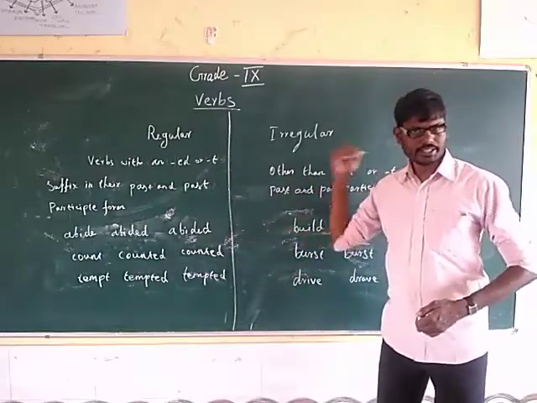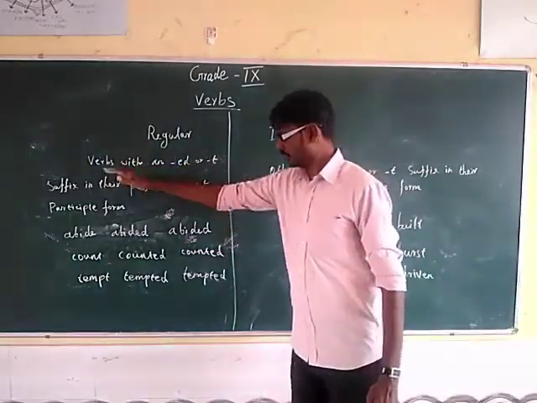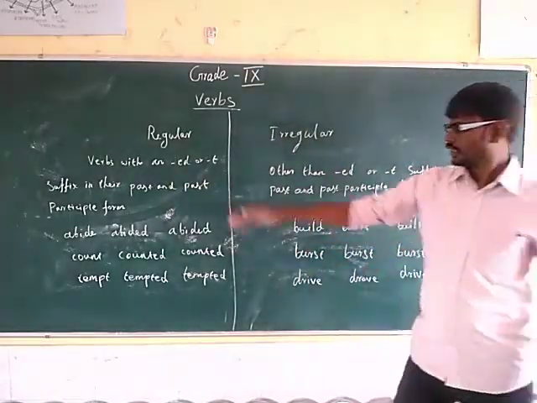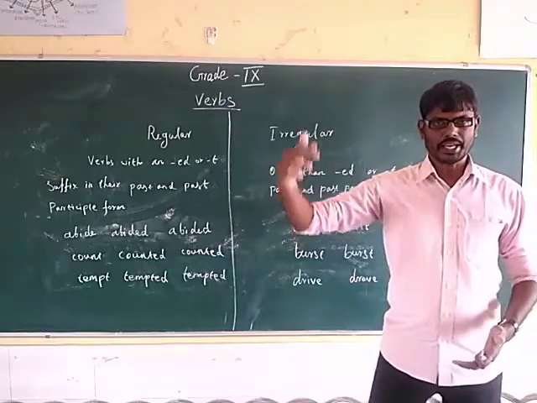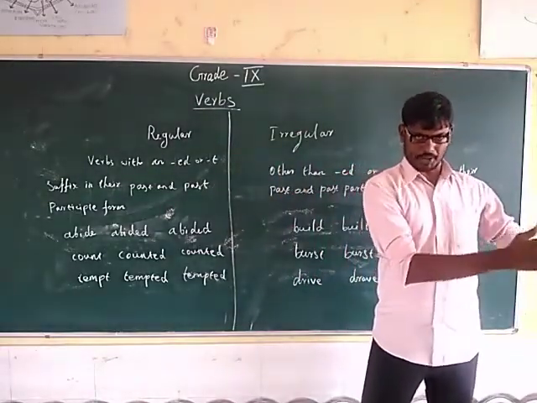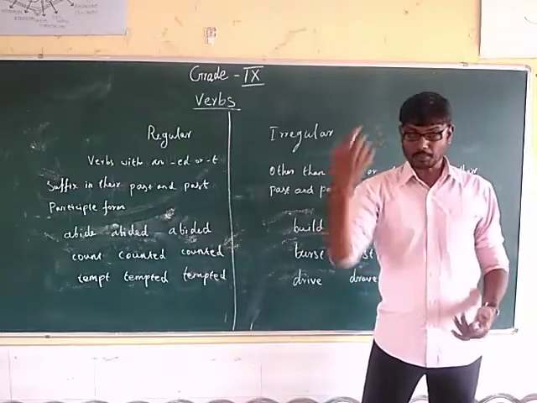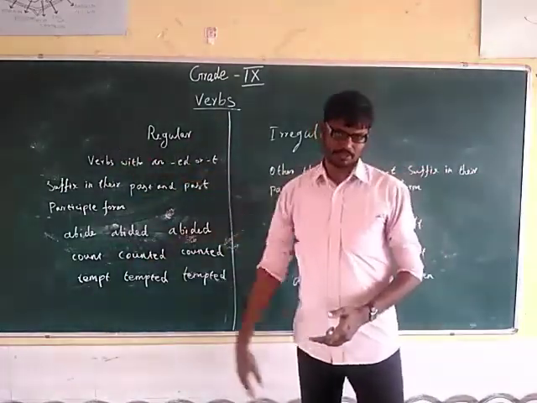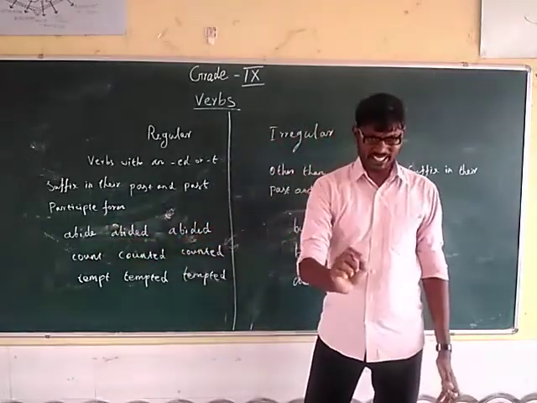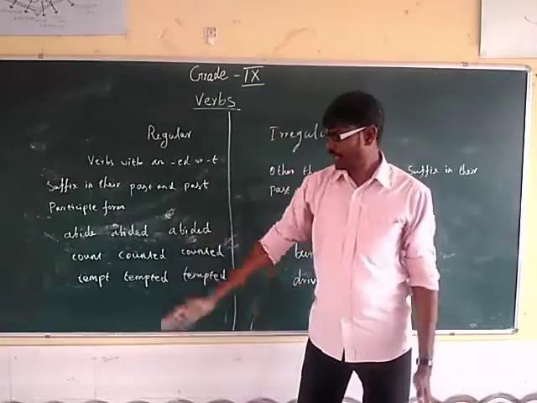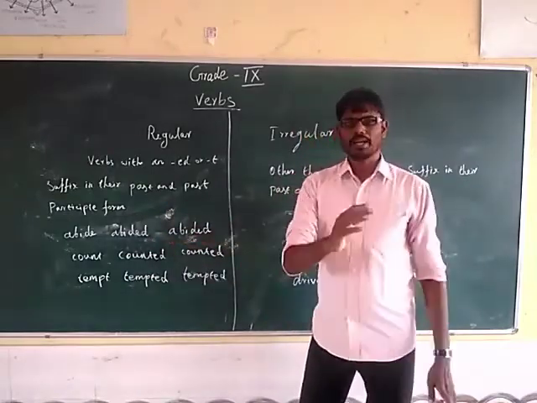So now we are going to learn regular and irregular verbs. What is a regular verb? What is an irregular verb? Verbs with an ed or t suffix. If the verb has the suffix ed or t in the past form or past participle form, it is called a regular verb. For example, abide is the present form; in the past form, abided, we have added ed to the main verb abide. So this is a regular verb.